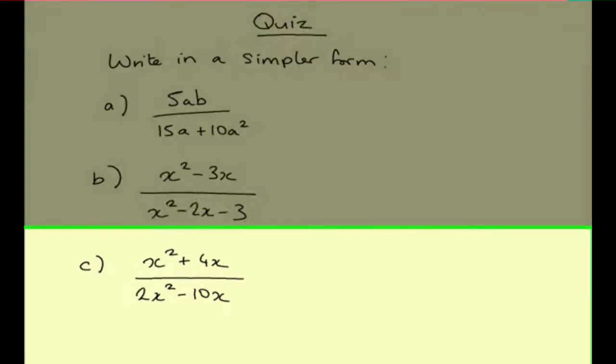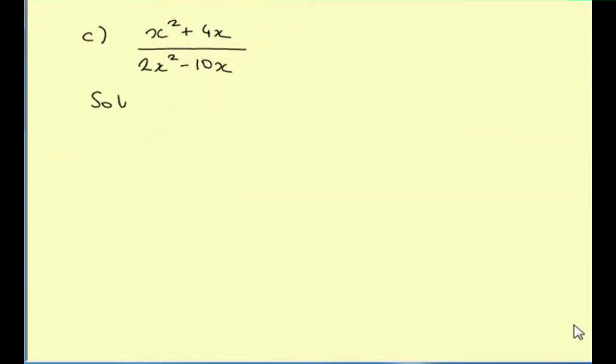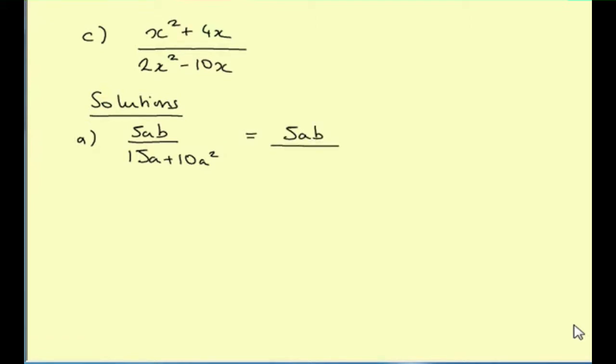Okay, so let's have a look at the solutions then. So the first one, 5ab over 15a plus 10a squared. Well, to solve this we've got to factorise the bottom, so the highest common factor is going to be 5a, so it's 5a brackets 3 plus 2a, and then what we can do, we can cancel the 5 and then the a, so we're left with b over 3 plus 2a.